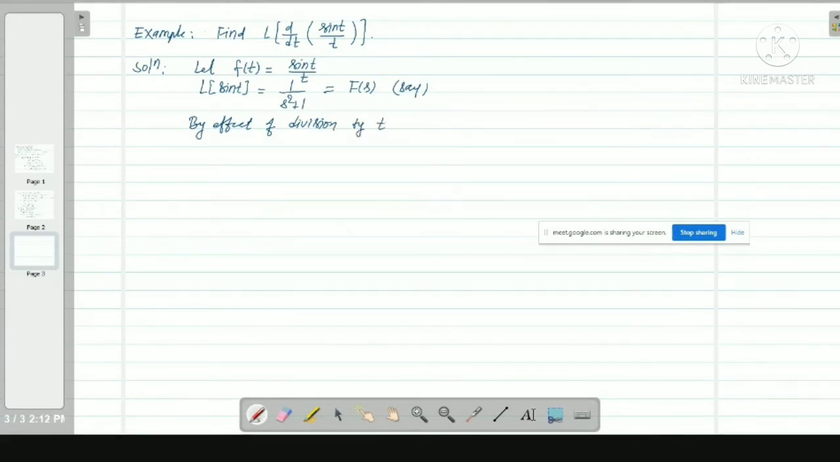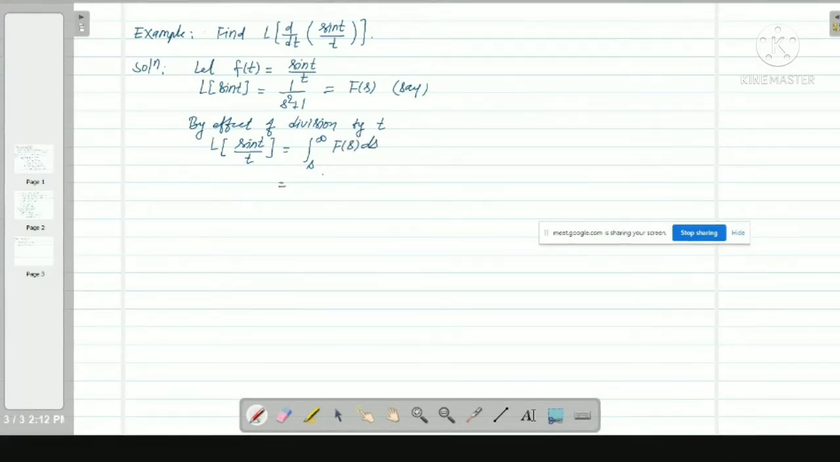Division by t. What is the effect of division? The Laplace transform of sin t, when it is divided by t, uses the formula: integration from s to infinity of f(s) ds. We already studied this yesterday. So the Laplace transform of sin t upon t is equal to the integration from s to infinity of f(s) ds, and f(s) we found is 1 upon s square plus 1, ds.